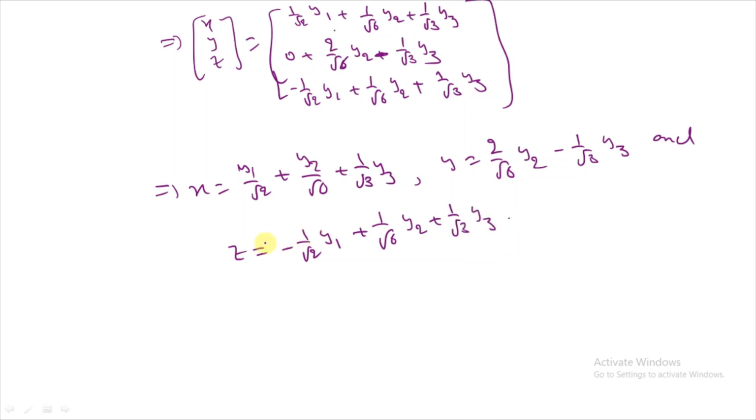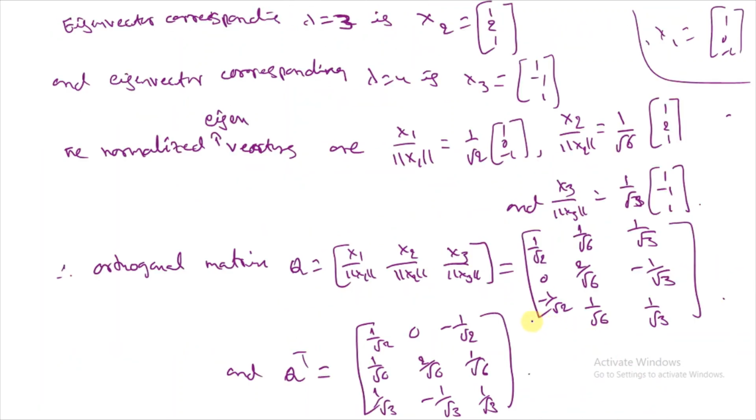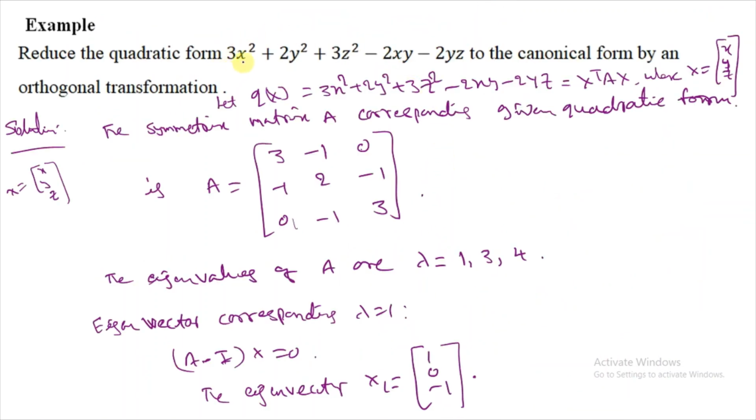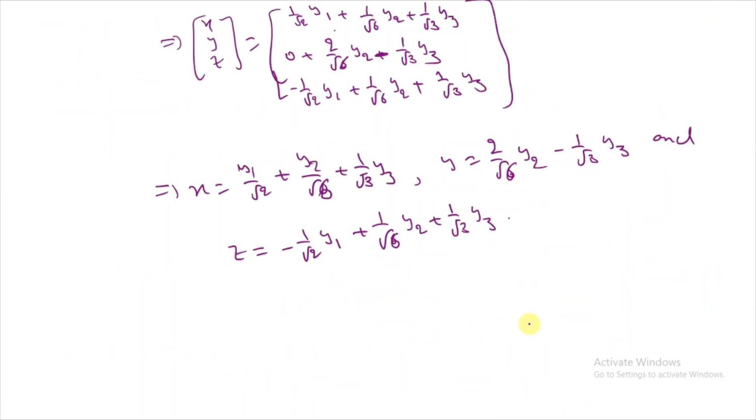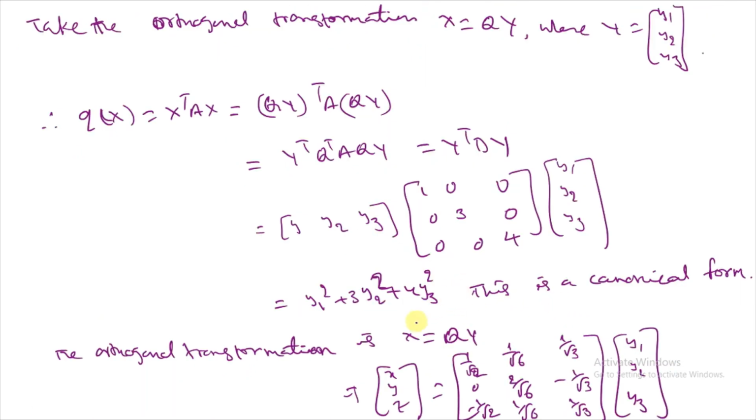Now using this transformation, suppose you substitute x equals y1 by root 2 plus y2 by root 6 plus y3 by root 3, and y equals 2 by root 6 y2 minus y3 by root 3, and z equals this one, in the given quadratic form. If you substitute this in the given quadratic form, it is converted to the canonical form.